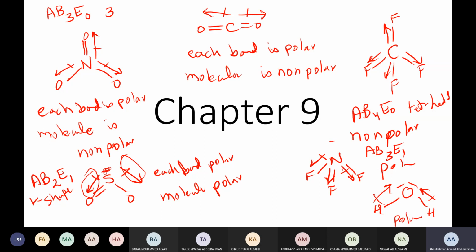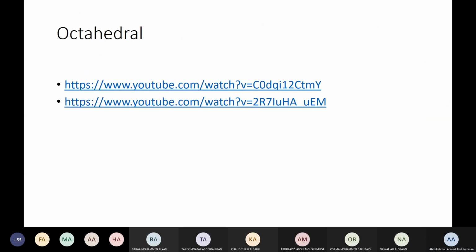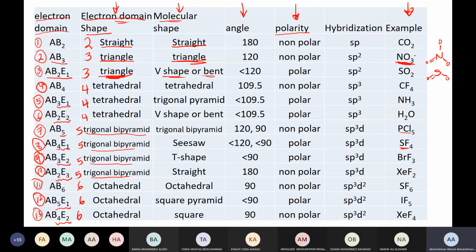Don't forget this. Good. Now, I'll give you a rule. This table is very, very important. Whenever E is 0, the molecule will automatically be what? Non-polar. E0, non-polar. This one, this one, this one, and this one. If it's E0, non-polar. Is this clear?